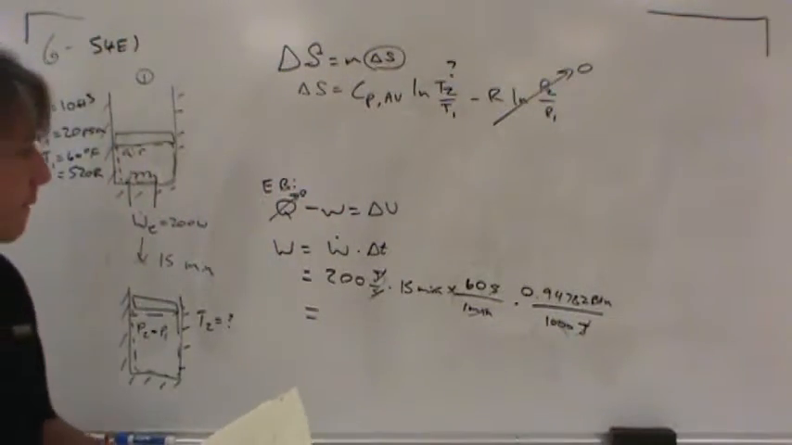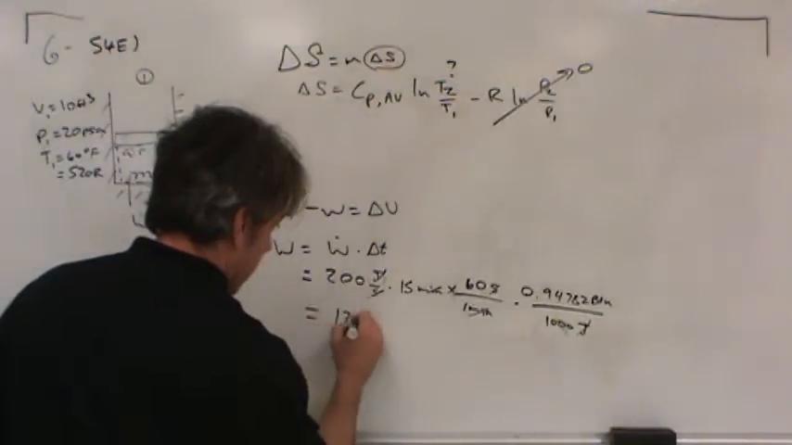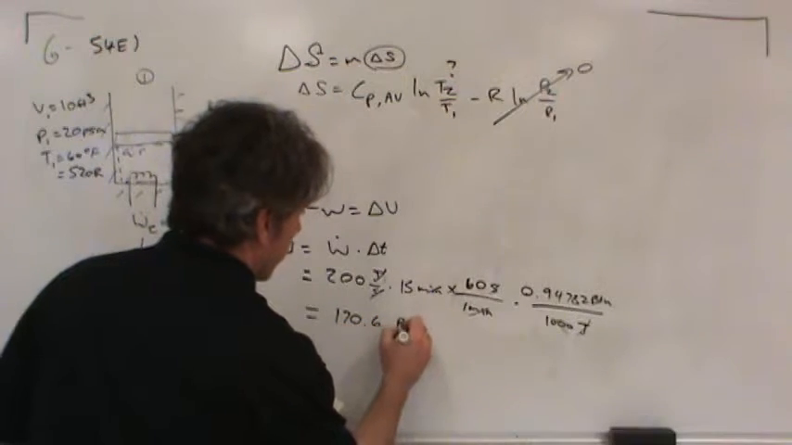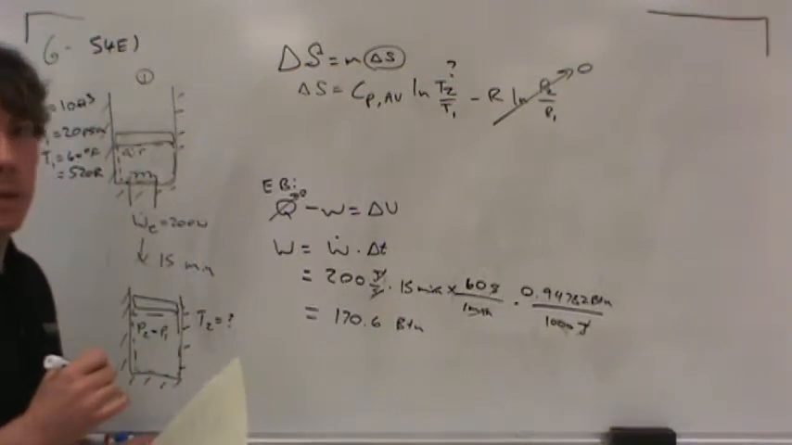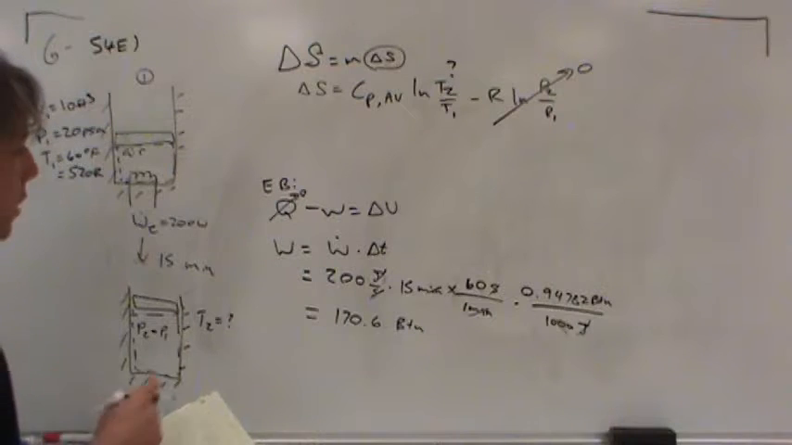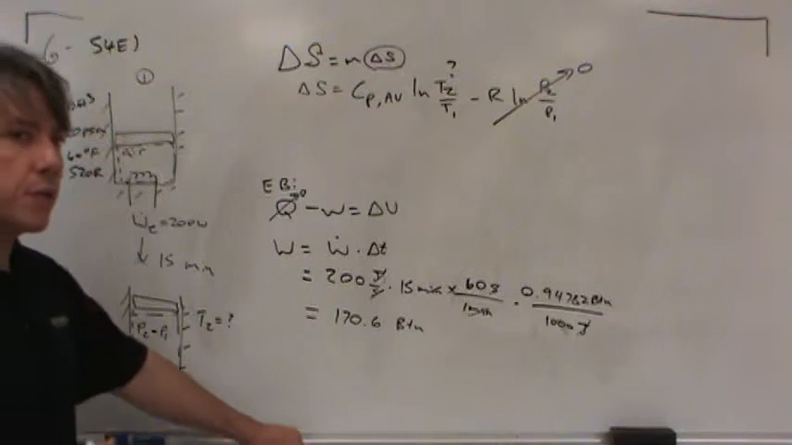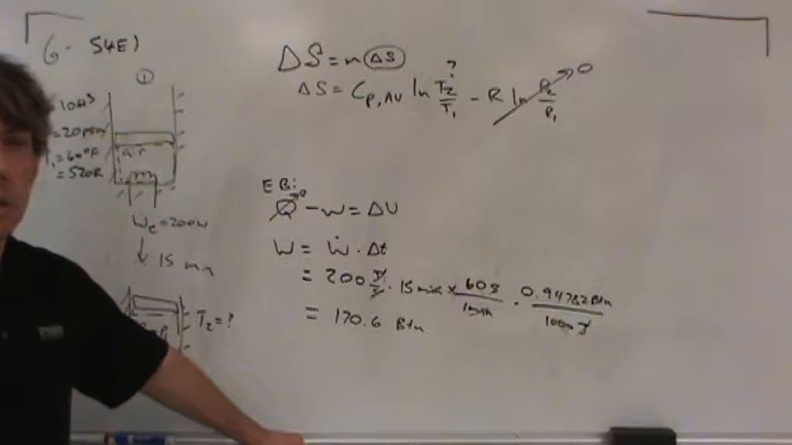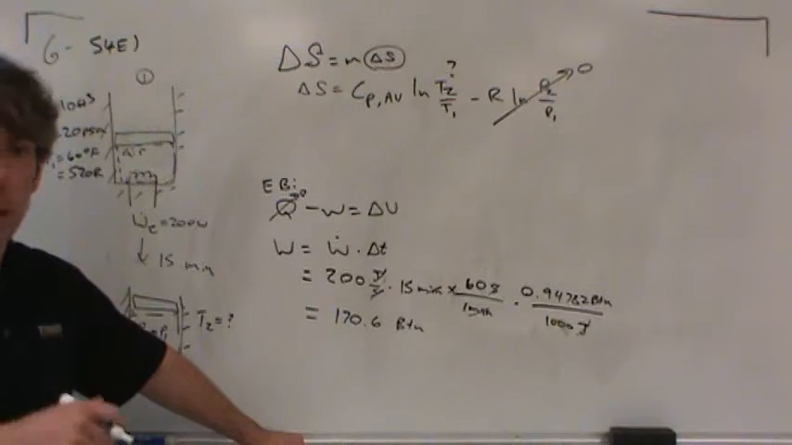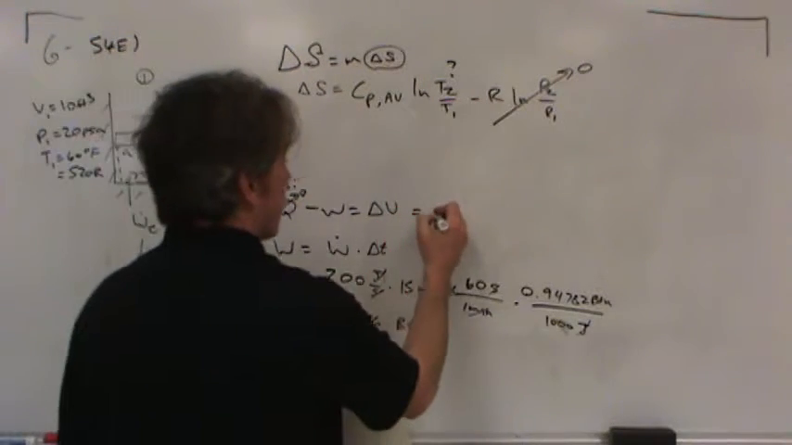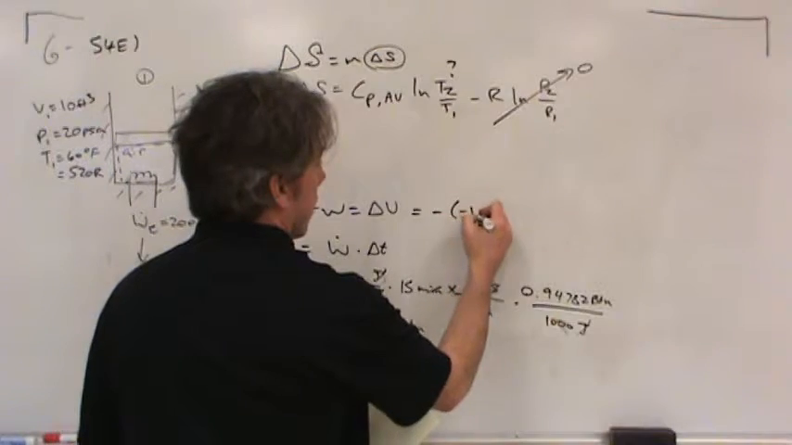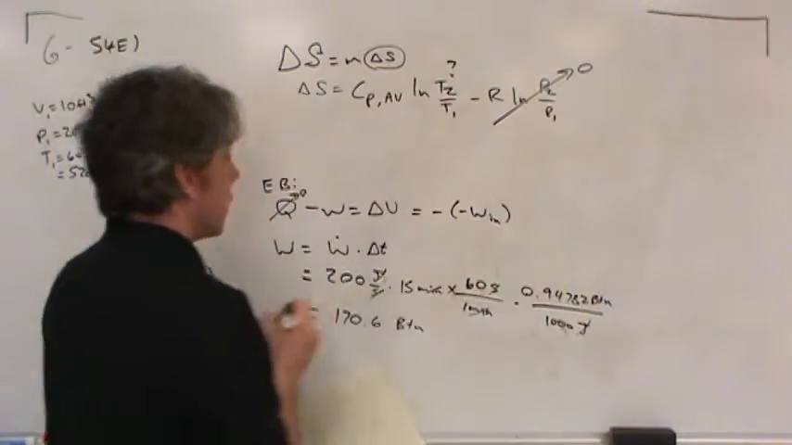What do you get? 170.6. How much? 170.6. Thank you. 170.6 BTUs. Anyone second that? Yep. Okay, thank you. So there's the amount of work transfer. Now, is this positive or negative work? Negative, because it's work flowing in. So this would be negative work in.